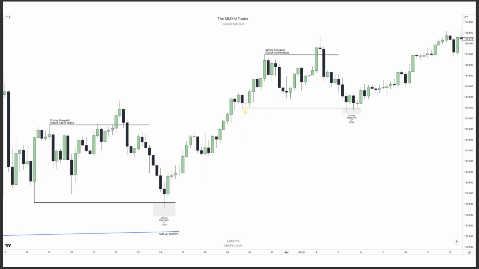Same over here, we've got this low. We can see price has a strong rejection over here, not closing below that low, and vice versa over here, we close above that high, right? So energetically closing above that high is an indication of a bullish market profile.